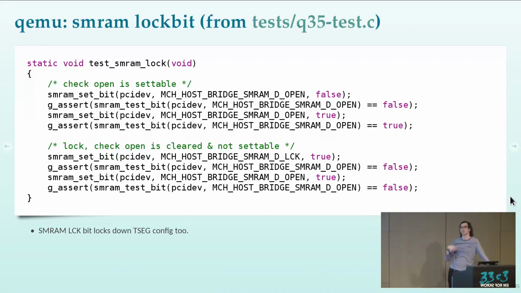And if you flip the lock bit to true, it will automatically switch the open bit to false. So it's closed and SMRAM is only available to system management mode. And it also flips the open bit to be read-only, so you can't open it again until the machine is reset. And this lock bit will also lock down the configuration for the TSEG memory.